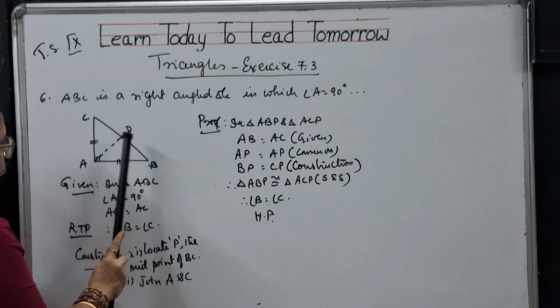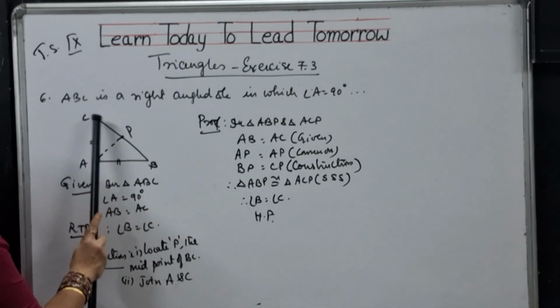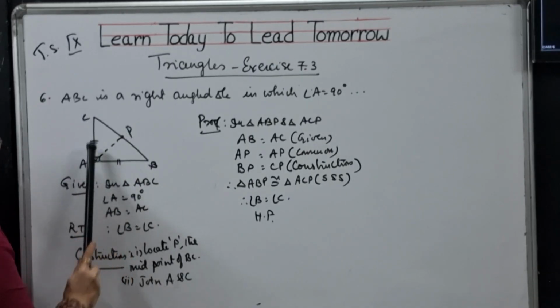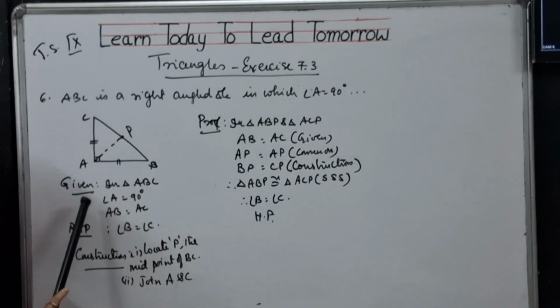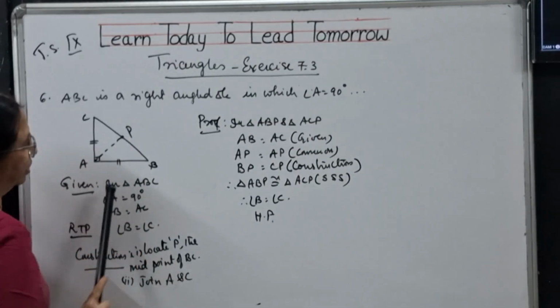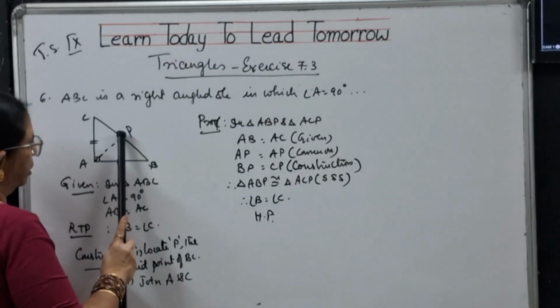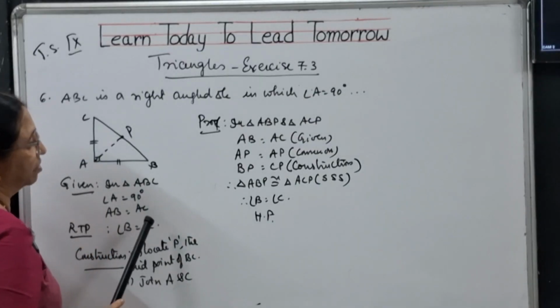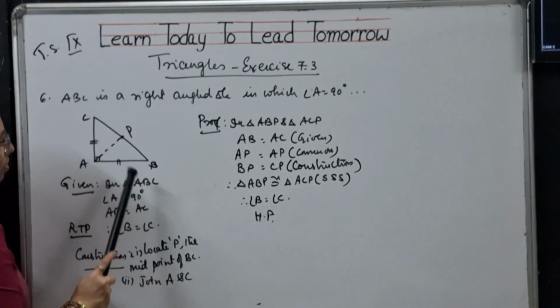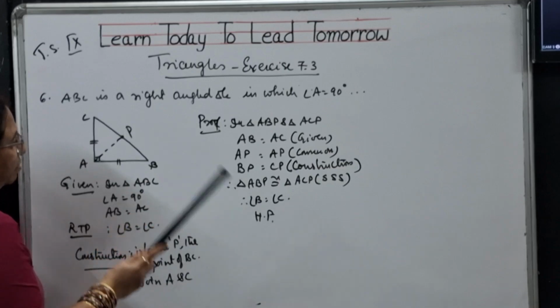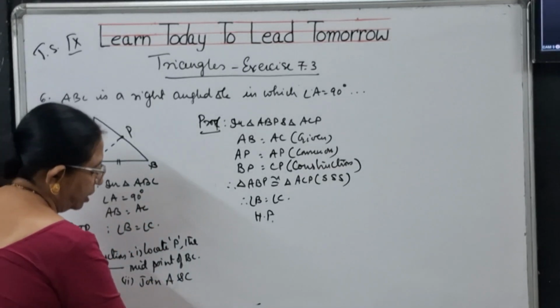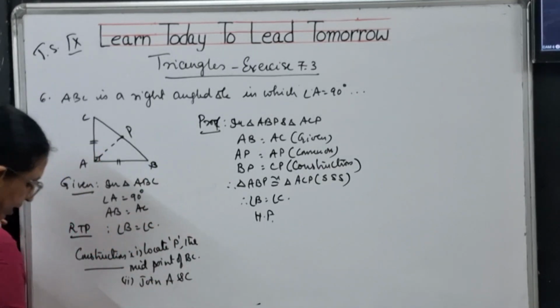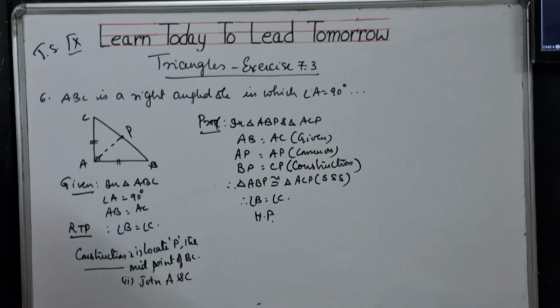In triangle ABP and in triangle ACP, AB is equal to AC which is given to us and AP is equal to AP, that is common. BP is equal to CP because P is the midpoint, that is our construction. So these two triangles are congruent basing on side property. Therefore, angle B is equal to angle C. This is the proof of sixth problem, children.